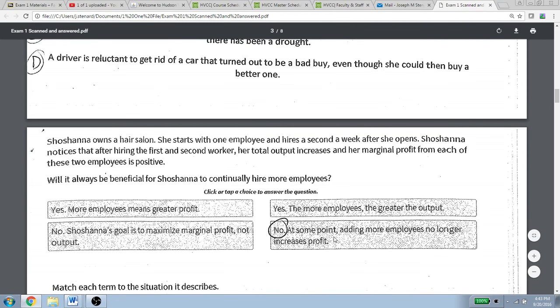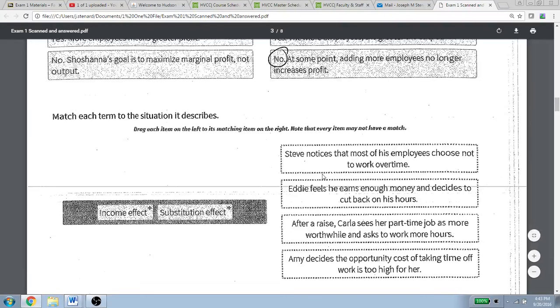Match each term to the situation it describes. Well, here we have the income effect and the substitution effect. Let's see which one is going with which. So Steve notices that most of his employees choose not to work overtime. That is what we would call the income effect. Eddie feels he earns enough money and decides to cut back on his hours. That is also the income effect.